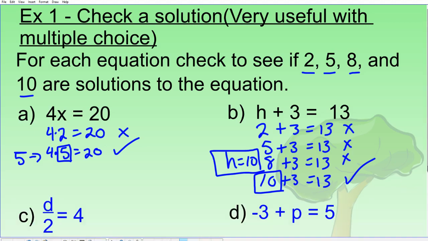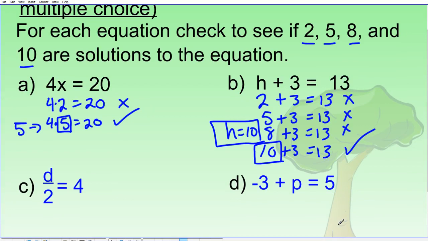Okay? Go ahead and try these two on your own. You're just checking to see if these values are solutions to these equations. So pause the video, try them on your own. When you're ready to continue, hit play, and we will go through them together.